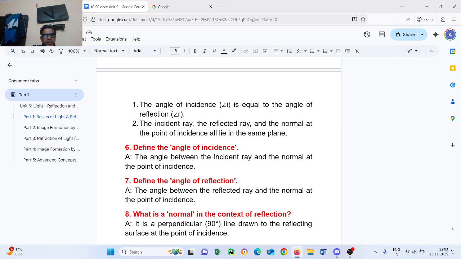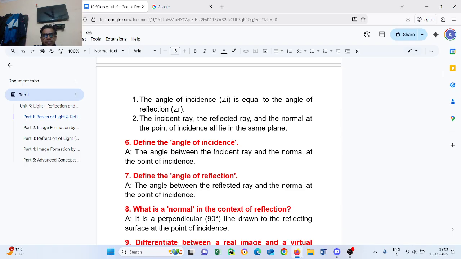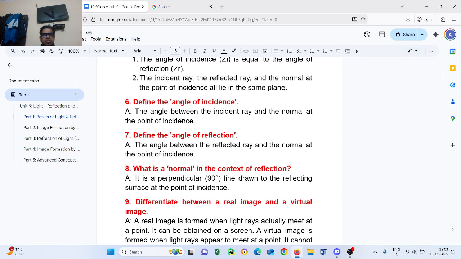What is normal in the context of reflection? It is a perpendicular, 90-degree line drawn to the reflecting surface at the point of incidence.